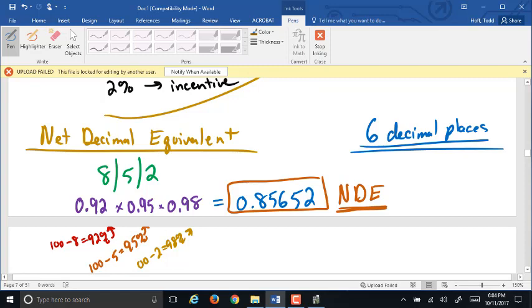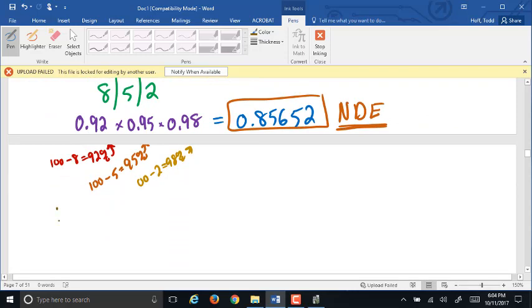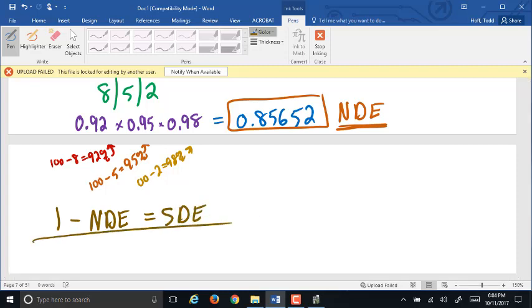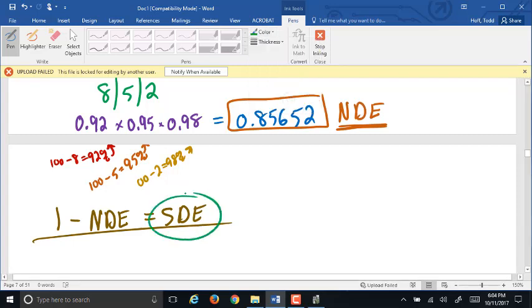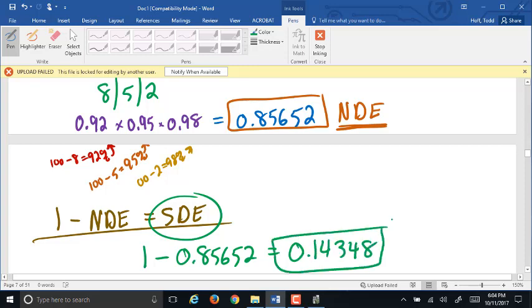Now up above, I showed you that the net decimal equivalent plus the single discount equivalent had to add to 1. Well, we can work that backwards. 1 minus the net decimal equivalent has to give us the single discount equivalent. So to find the single discount equivalent, we're going to take 1 minus 0.85652, which is 0.14348. That is the single discount equivalent.